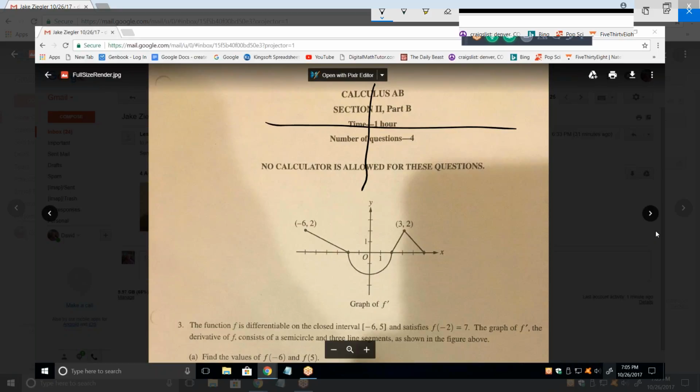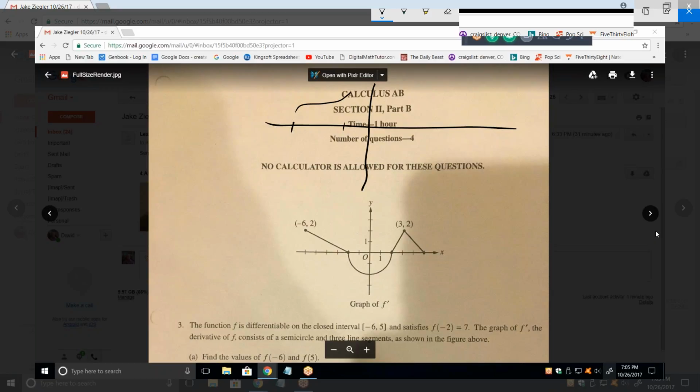Well, the derivative is positive from -6 to -2. So that means the function is increasing from -6 to -2. So we'll just draw something like that. Okay, do you understand that? Yeah.